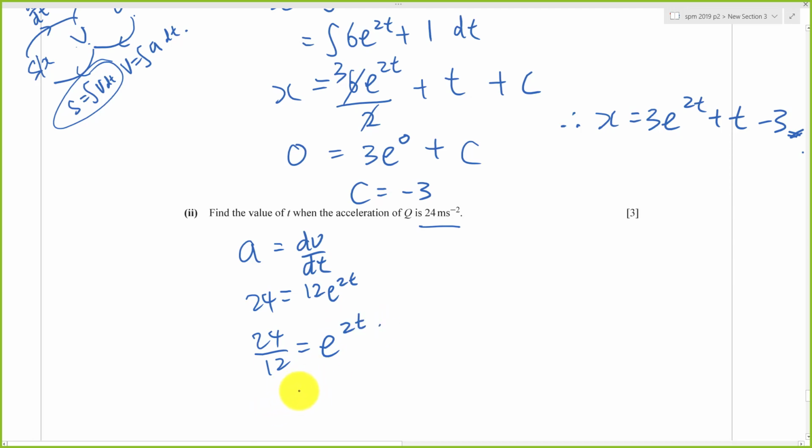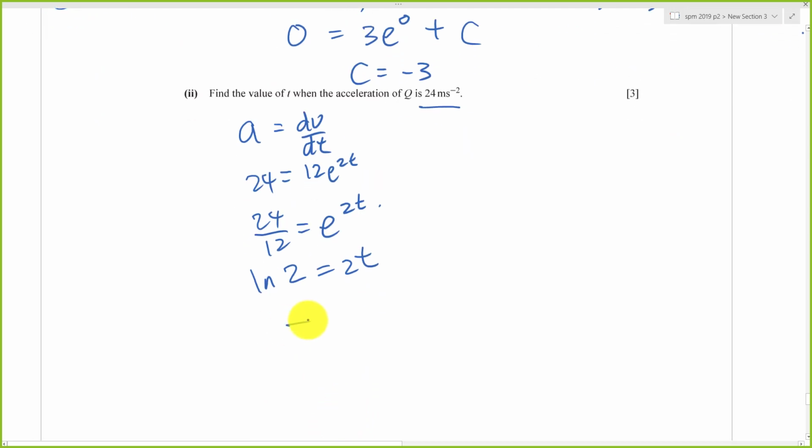So for 2t, e moves to the other side and becomes ln, right? 24 over 12 is 2. So t will be ln 2 divided by 2. If you want the exact value, you can leave it like this. If you don't like to leave your answer like this, you can just type it in the calculator and you will get 0.347. Easily get these 3 marks.